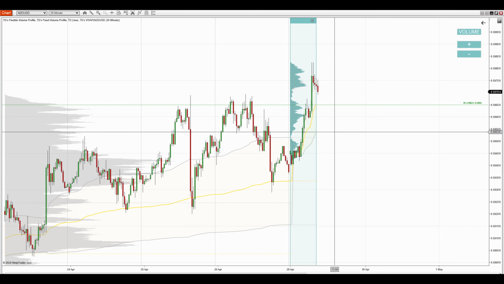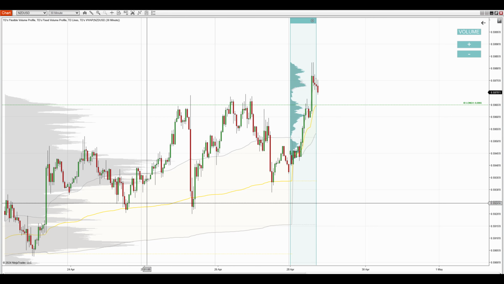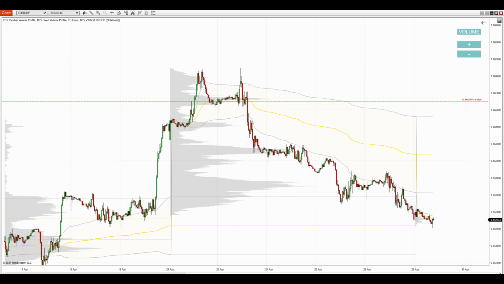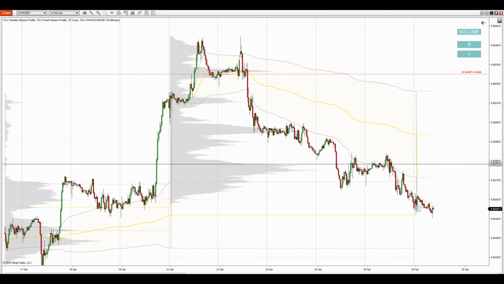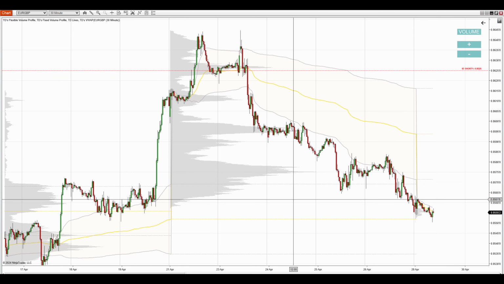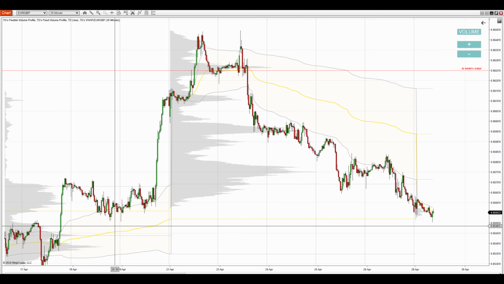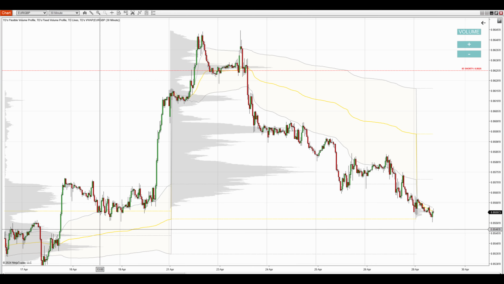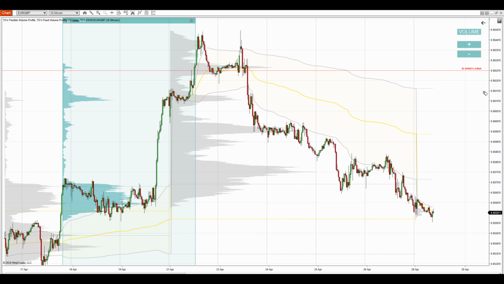Now let's check out the next trading idea, and it will be on the Euro British Pound. So this is a 30-minute chart of the Euro British Pound. If you remember, we had a nice trade from the previous weekly trading ideas video. We had a long based on those heavy volumes.